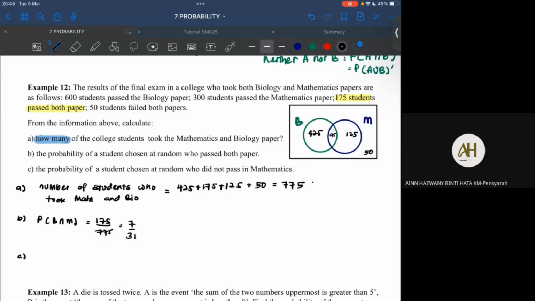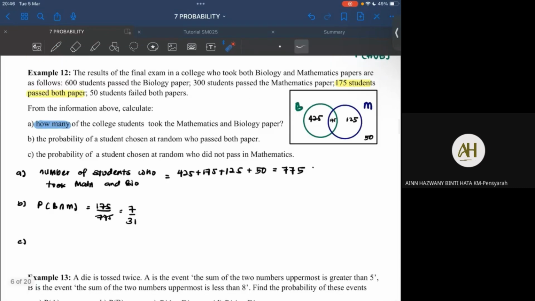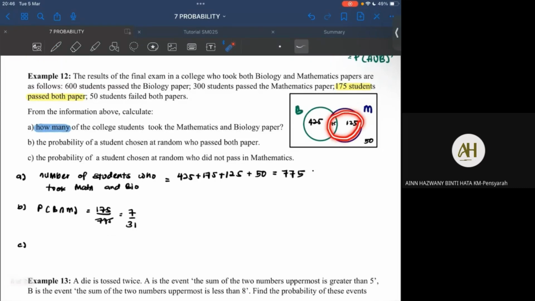So question C, the probability of a student chosen at random who did not pass in maths. Maths is 300, this is our total for maths. So did not pass maths is this and this, 4 to 5 and 50. Or we can write, did not pass maths, 1 minus those who pass maths, which is 300. So that will be 19 over 31.